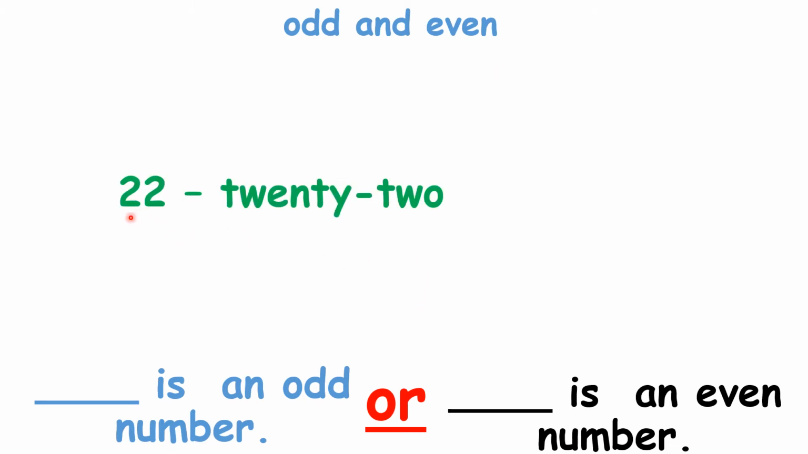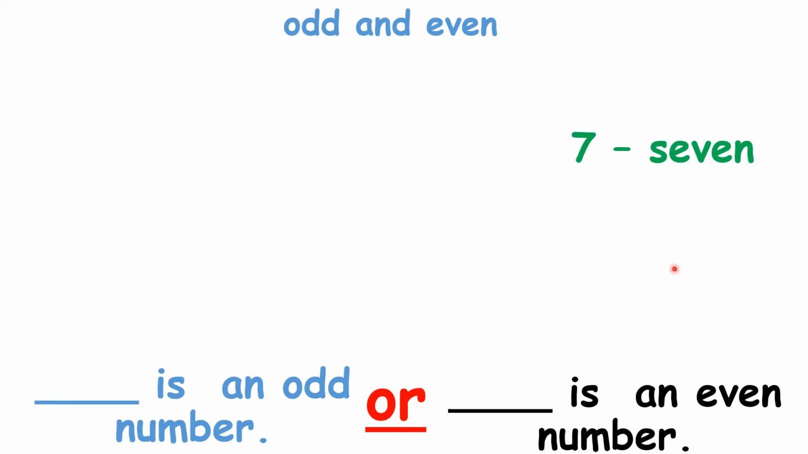Okay, 22. 2 and 2. 22. Is it an odd number or an even number? What do you think? It is an even number. 22 is an even number because it has 2.